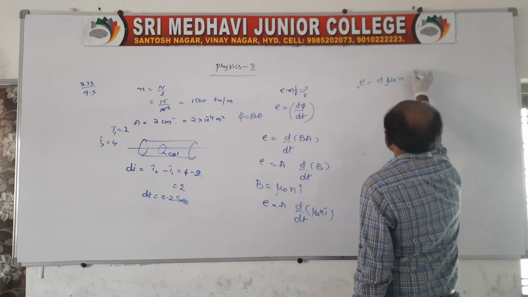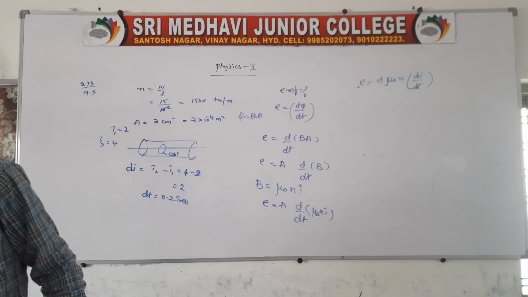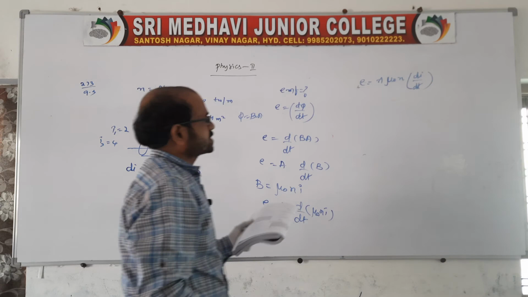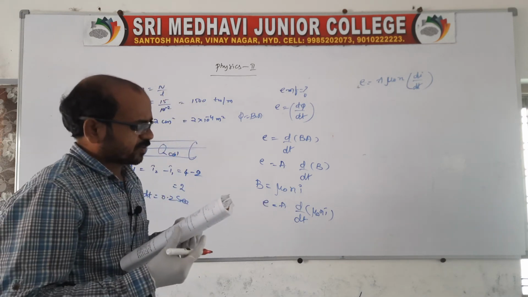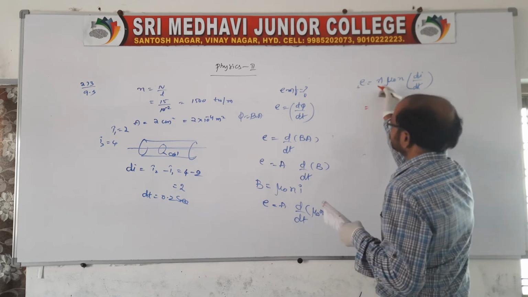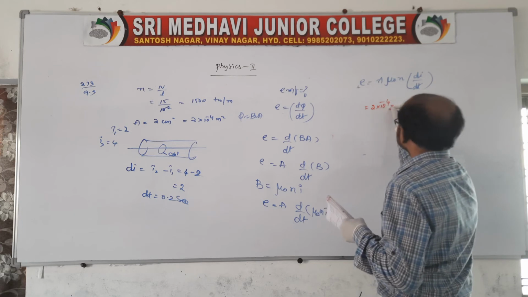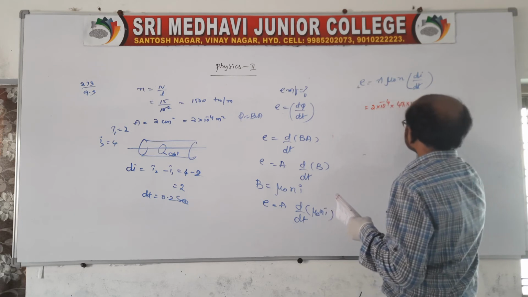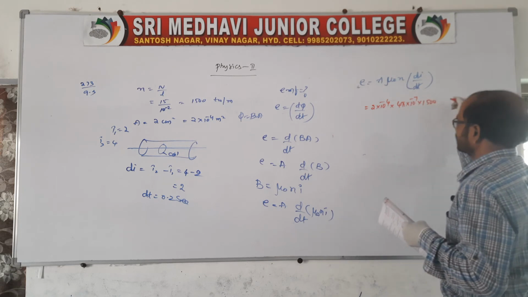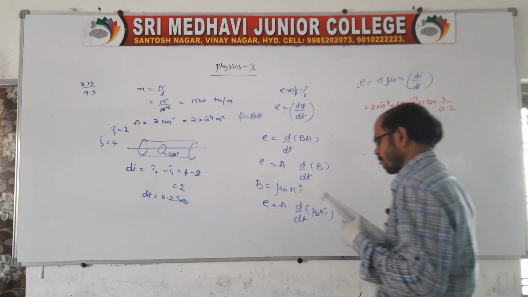This is the final expression, right? It relates to the EMF induced in the coil. Now we need to find this. We know mu naught, and A we know: A is 2 into 10 power minus 4. Mu naught is 4 pi into 10 power minus 7. N is 1500. Di is 2, and dt is 0.2 seconds, of course.